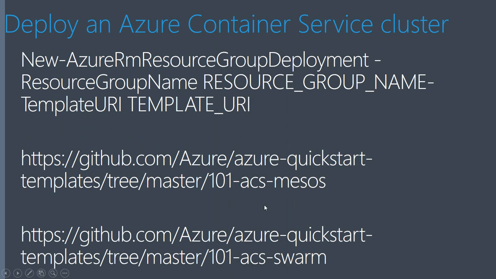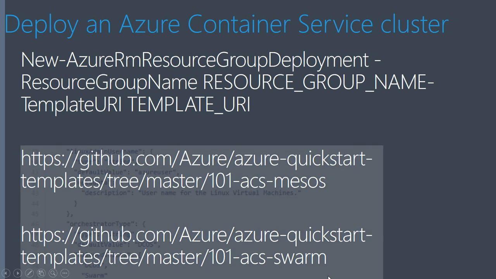So this is one way to create the Azure Container Service definition, the definition of the cluster, and the instantiation of the cluster. The second way is by using PowerShell. If you use PowerShell, you can run this command, New-AzureRmResourceGroupDeployment, and then you have to provide the template URI. There are two URIs provided by Azure. You have one which is based on Mesos and one which is based on Swarm.